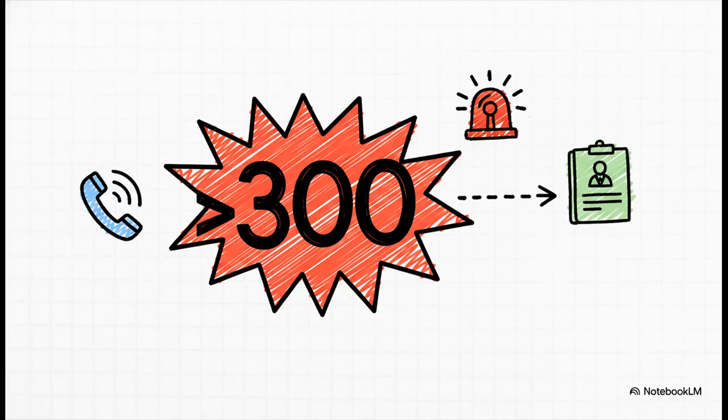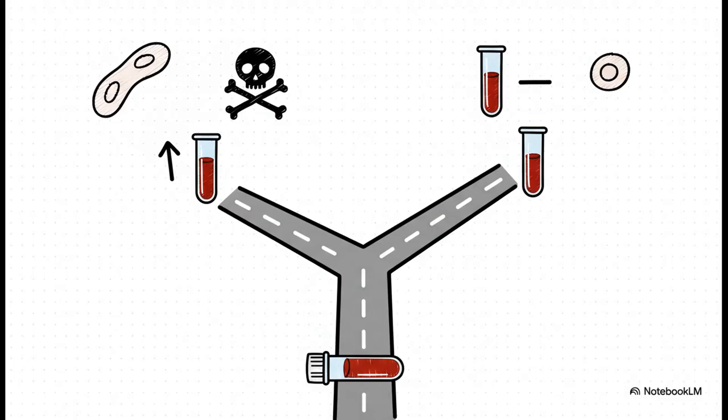And then we have this, the critical value, anything over 300. Now, in the lab, critical value is code for drop everything and act now. A result this high signals a major problem, like severe iron deficiency or even lead poisoning. It means you have to get on the phone and communicate this to the doctor immediately. And this is where the FEP test really shows its value as a diagnostic tool.